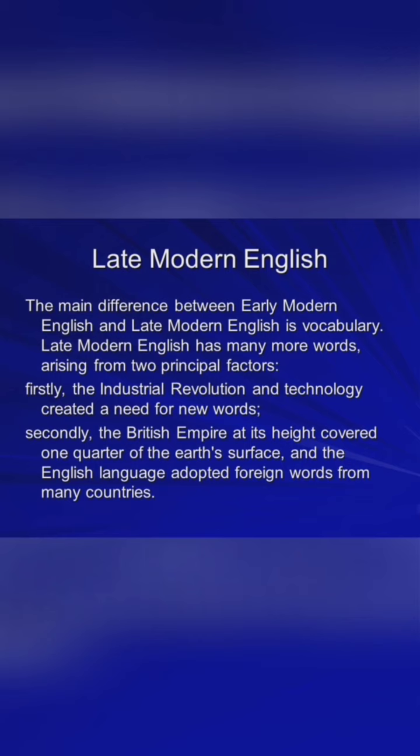Now let's talk about late modern English. The main difference between early modern English and late modern English is vocabulary. Late modern English has many more words arising from two principal factors. Firstly, the Industrial Revolution and technology created a need for new words, and secondly, the British Empire at its height covered 1/4 of the earth's surface, and the English language adopted foreign words from many countries.